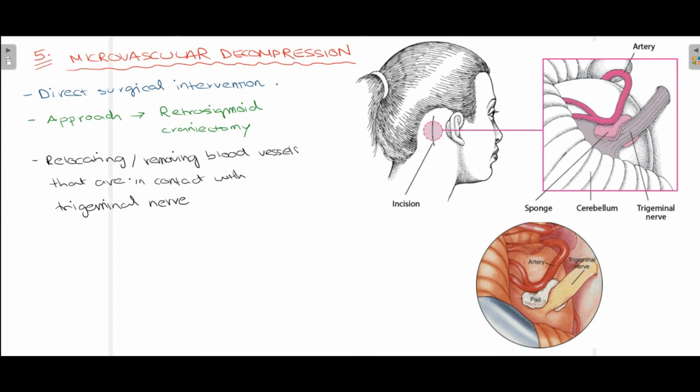As you can see in this diagram, between this artery and this trigeminal nerve root, we have placed some sponge. This sponge acts as a barrier in order to create some space between this artery and nerve, and now the patient experiences relief from the pain. So this is about microvascular decompression.